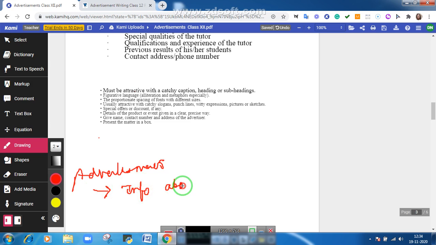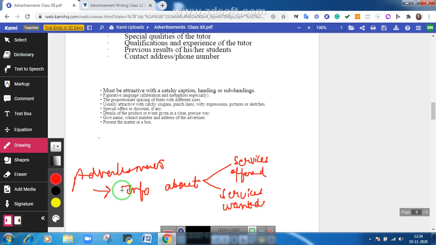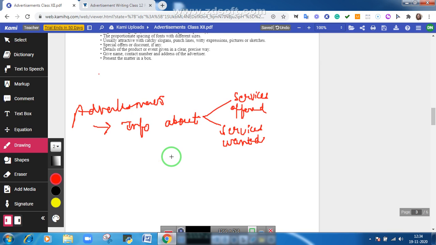info about services offered or services wanted. Okay, so advertisements are written about these things.